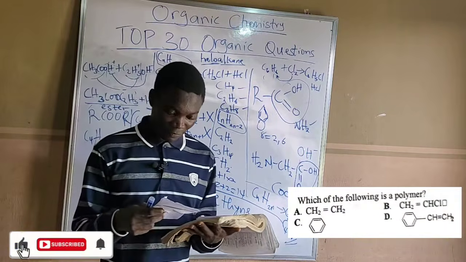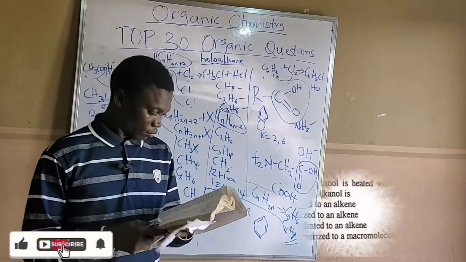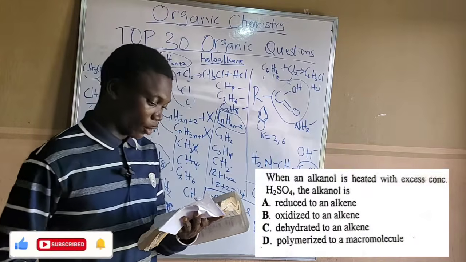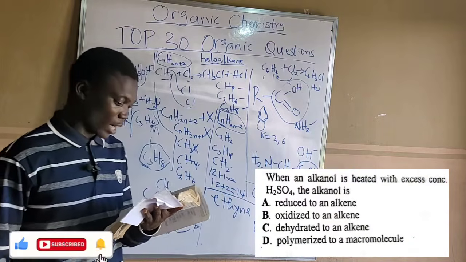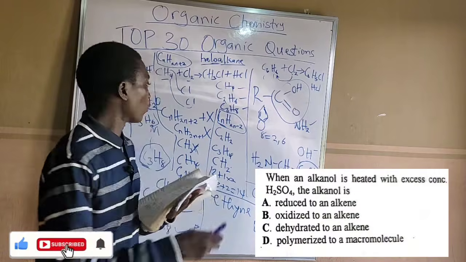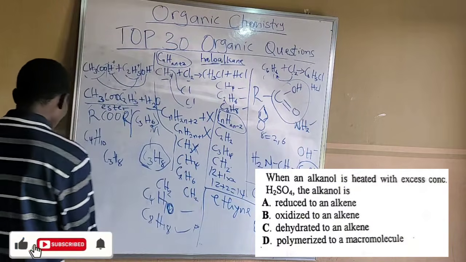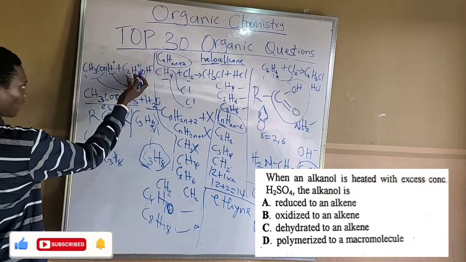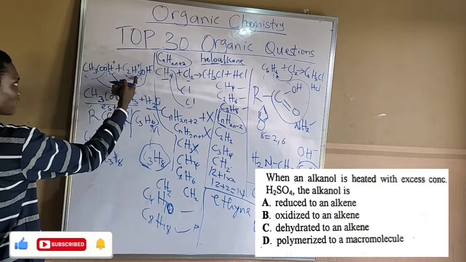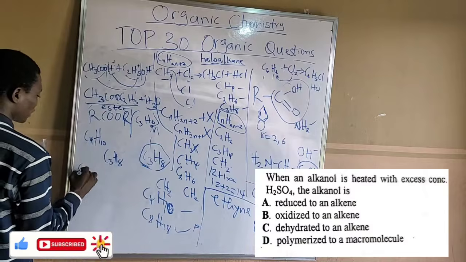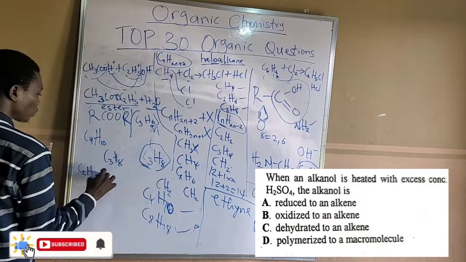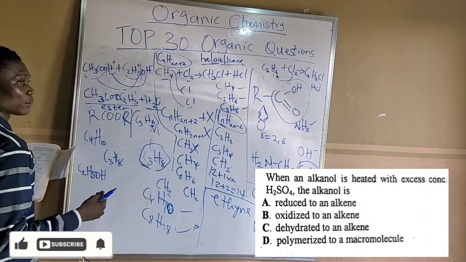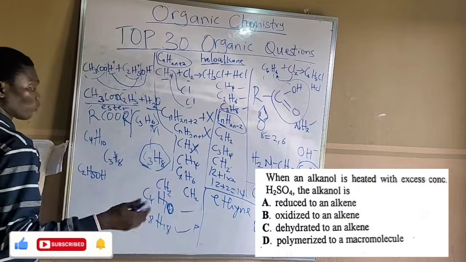And so the next one we have here: when an alkanol is heated with excess H2SO4, an alkanol is what? Now when you react an alkanol, for example, what is the example of alkanol? Take ethanol as an example. I usually like to use ethanol, and it's very common in the textbook itself. So when you have C2H5OH and you react it with excess H2SO4, that H2SO4 serves as a catalyst.